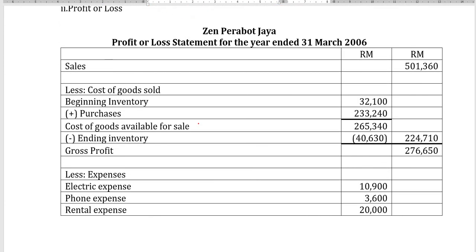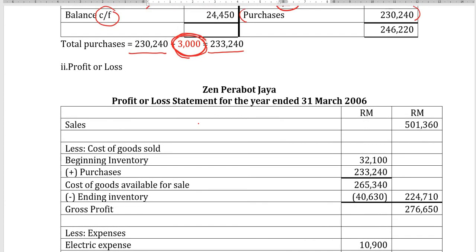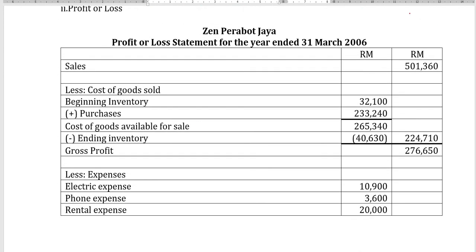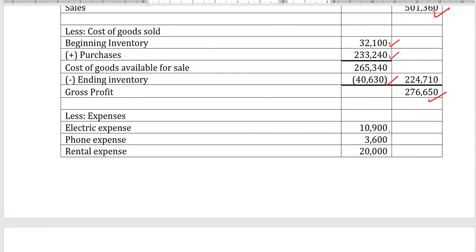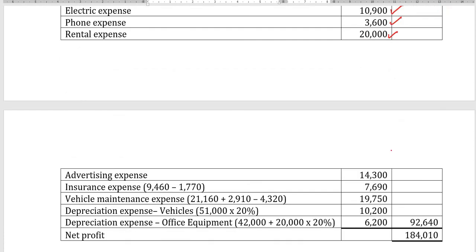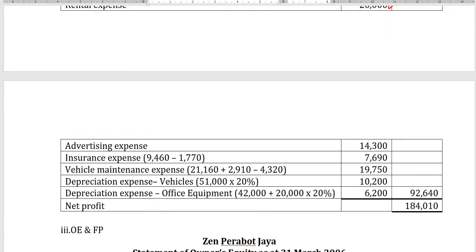Okay, and then you boleh terus buat profit or loss. Okay, alright, so ini sales, ini beginning inventory. Okay, so purchase ni tadi kita kira, lepas tu tolak dengan ending inventory, so you get your gross profit 276,650. Okay, expenses ini taken straight from your bank account. So electric expense ialah 10,900, phone expense, okay, rental expense, alright, and then you have advertising.